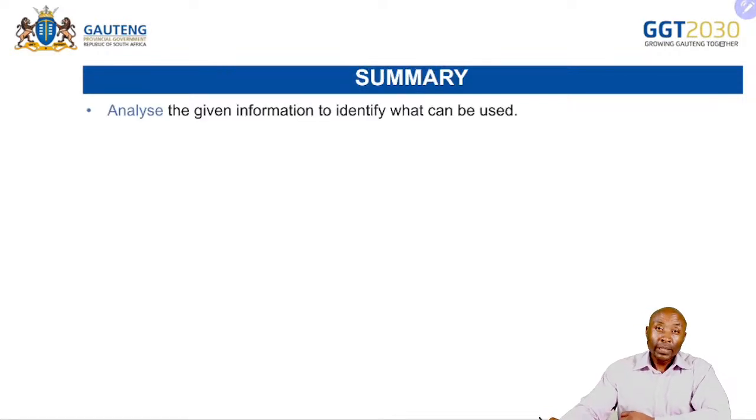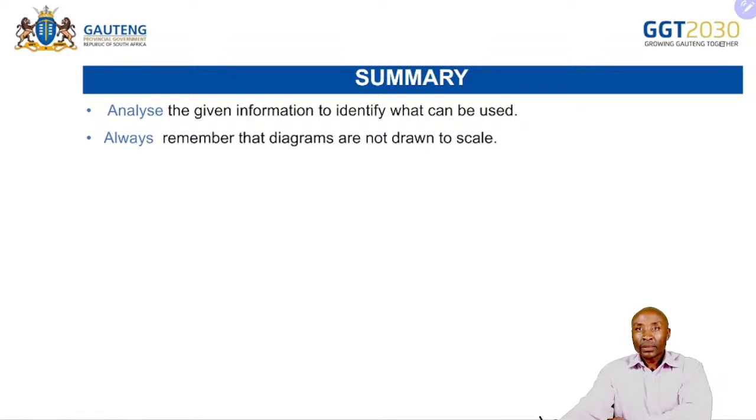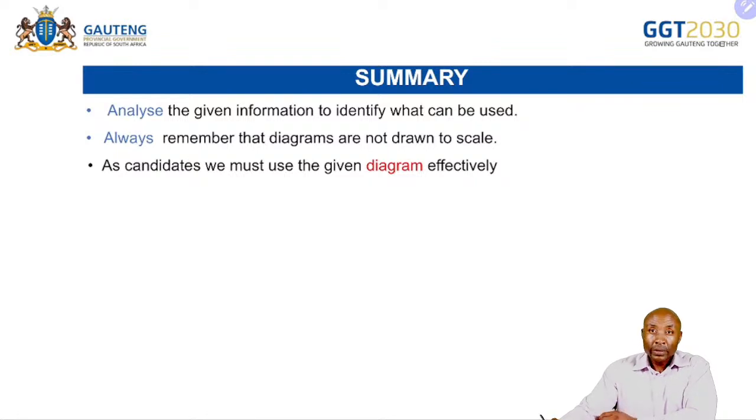Now, please note that in conclusion, for our analytical geometry, this is an easy topic. Anything with a diagram, the answer is in front of you. All we need to do is to analyze the given information, and we identify what we can use to help us get the solution. Remember, diagrams are not drawn to scale. Please do not measure anything. We must make sure that we use our analytical methods. We use the diagram effectively. Add information to your diagram.